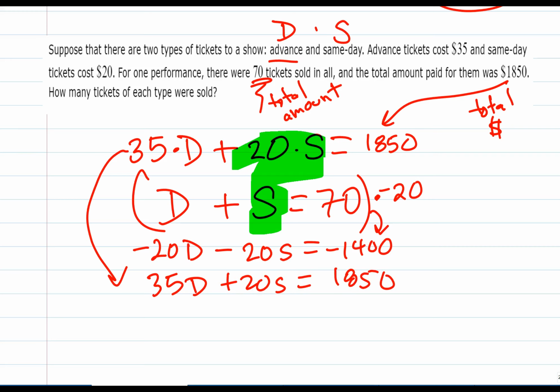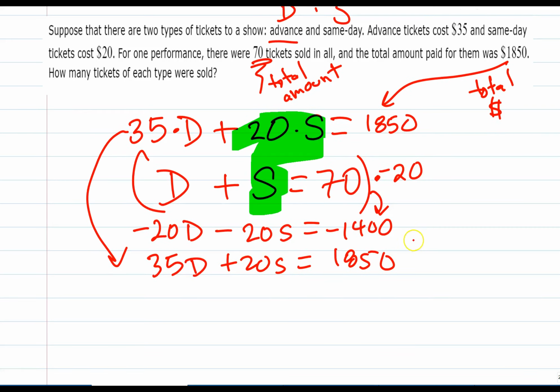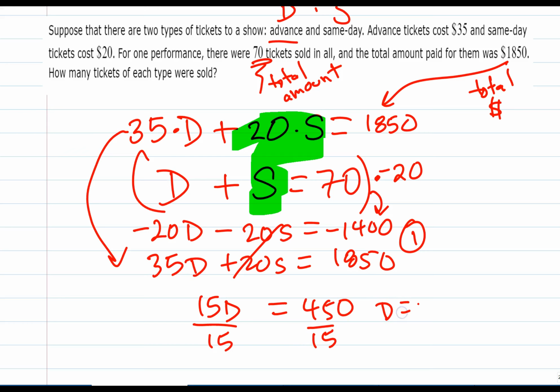Question. Did we finish step one? Did we make the equation so something will cancel? That's the goal, right? Did we do it? What cancels? What am I left with? 15D. How about 450? Dividing that 15 away. How about D is?